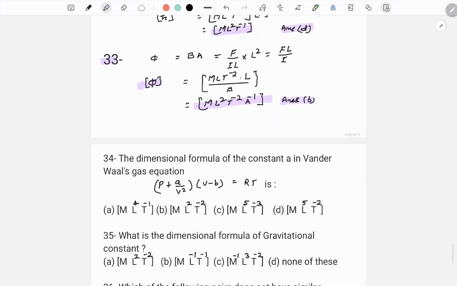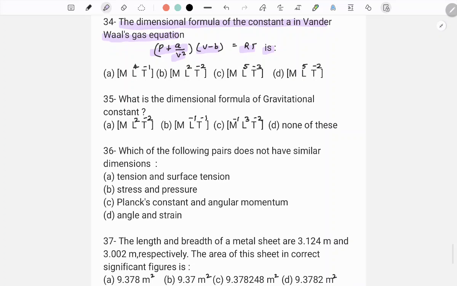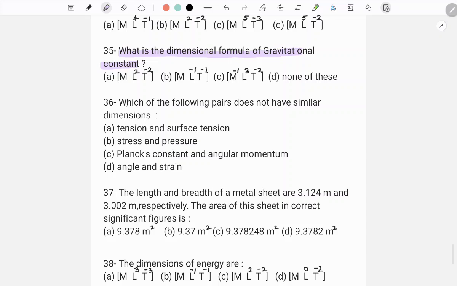Answer is B. 34th. The dimensional formula of constant A in van der Waals gas equation P plus A by V square, V minus B is equal to RT is. 35th. What is the dimension formula of gravitational constant? 36th. Which of the following pairs does not have similar dimensions?